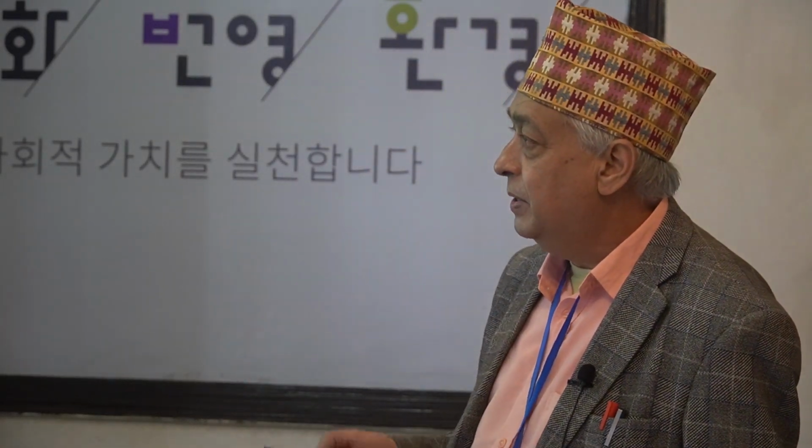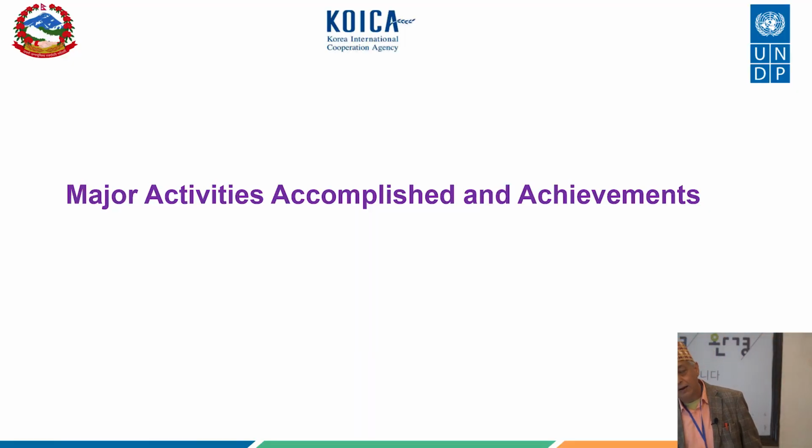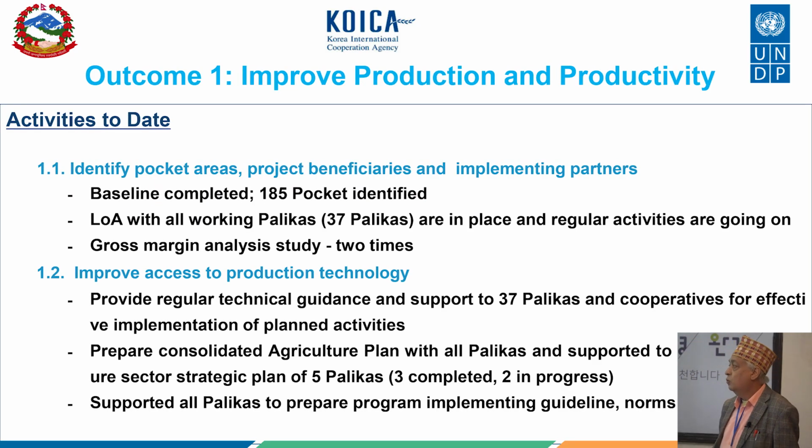Now I will briefly go over what we have done so far and what our learning and achievements are. As I already indicated, we have 3 outcomes, and in outcome 1 we have completed the baseline and identified 185 pockets in 37 palikas. We identified pockets for each and every crop, and we have completed all the letters of agreement with all 37 local governments, that means palikas, and we are performing our regular activities with all these 37 palika.